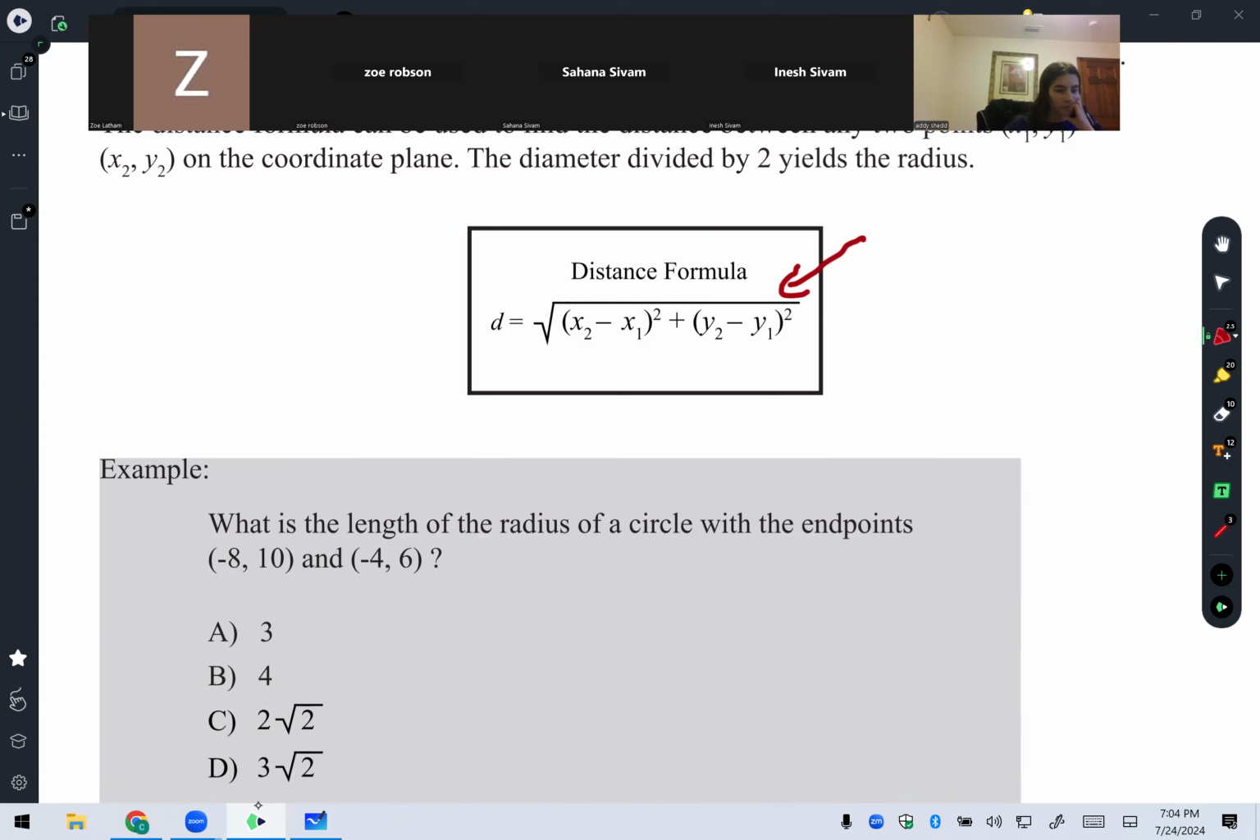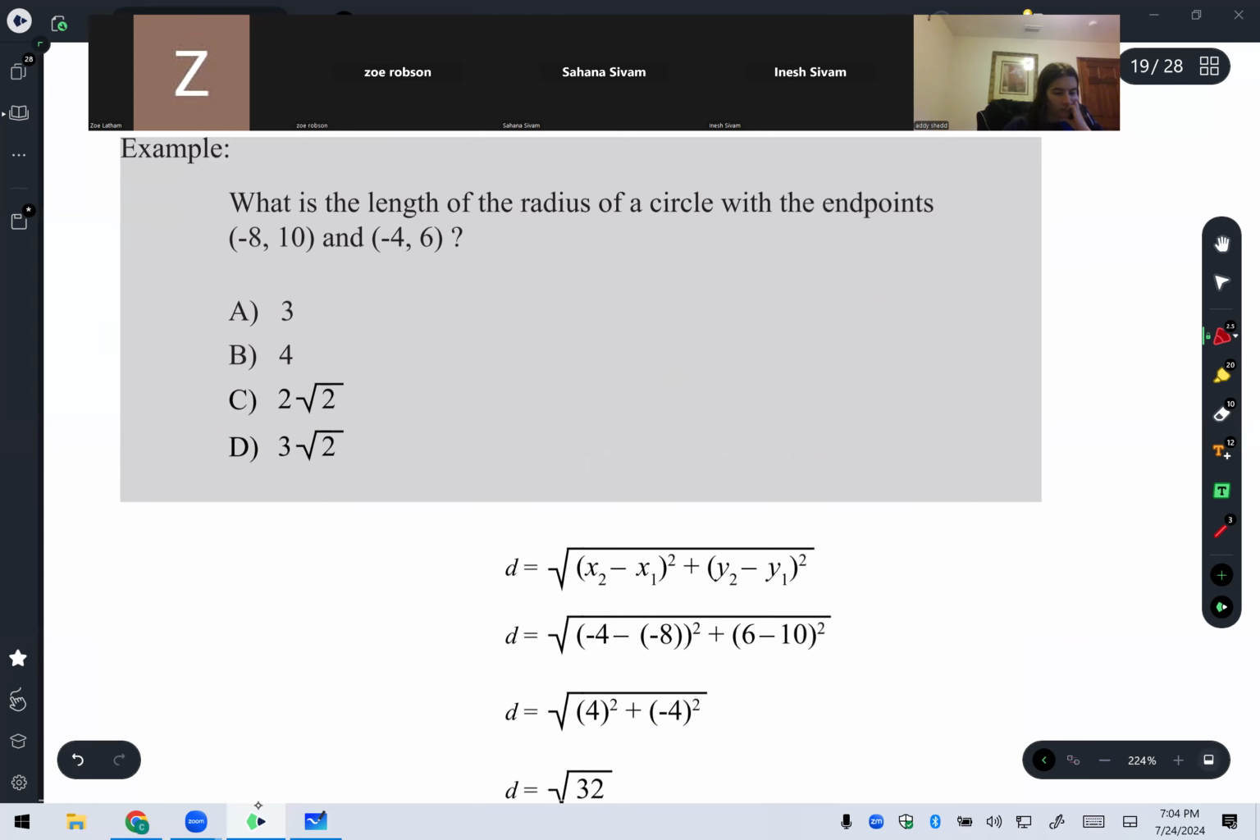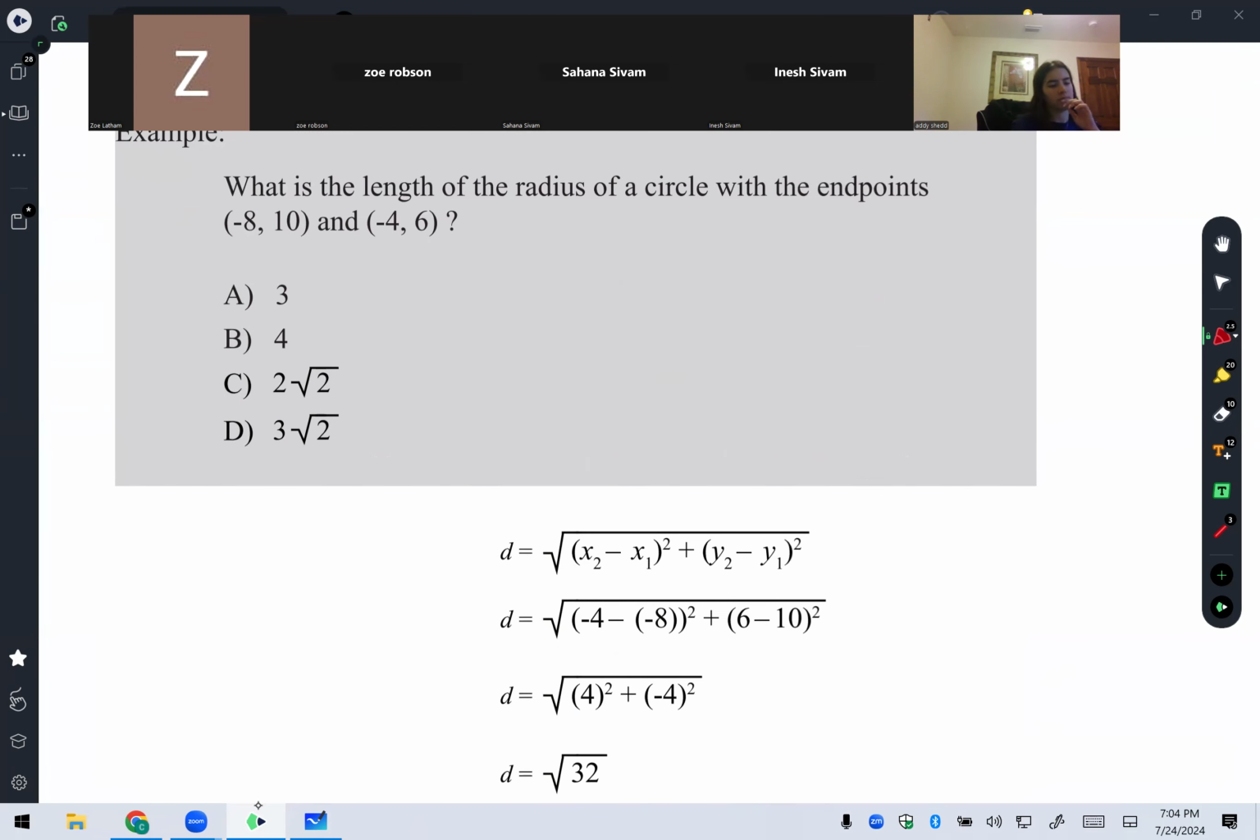So let's look at this one. I'm just gonna draw the circle. So, do I need to get the center? They want the radius, so they give you 2 endpoints, so I put those down. Okay, so I like to draw it.